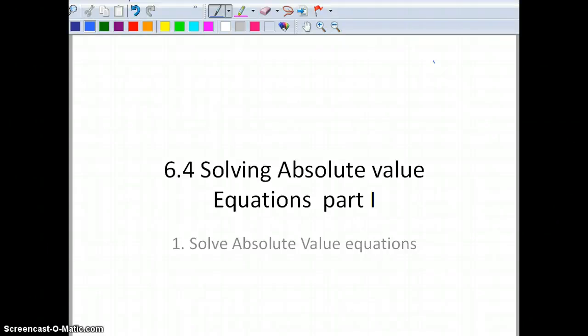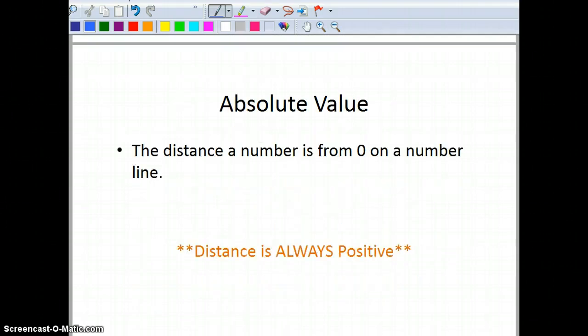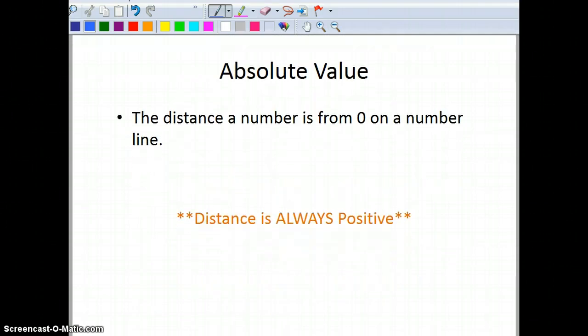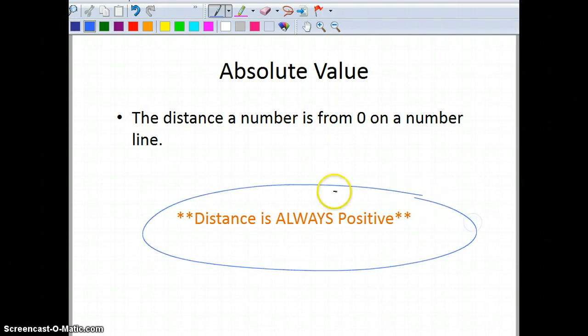Section 6.4. Today we're going to be solving absolute value equations. So when we finish, I expect you to be able to solve an absolute value equation. First, just a reminder, absolute value is the distance a number is from zero on a number line. And one thing that's really important to remember is that distance is always positive.